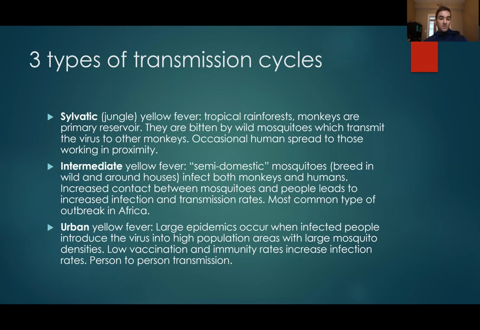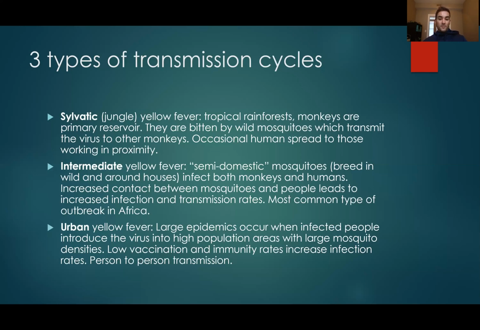The next type of transmission cycle is called the intermediate yellow fever transmission cycle. It is where semi-domestic mosquitoes, meaning that they breed in the wild and in household environments, infect both monkeys and humans. There's increased contact between mosquitoes and people, and this causes a massive elevation in the infection and transmission rates. It's important to note that this is the most common type of outbreak in Africa in regards to yellow fever.